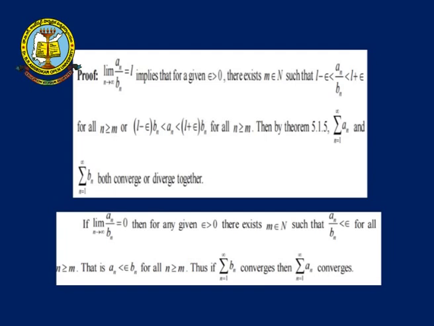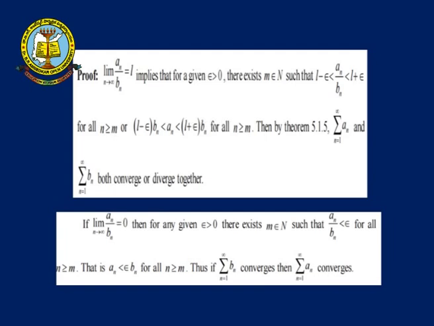Now, from the proof point of view, take the limit as n tends to infinity of a_n by b_n equal to L. For epsilon greater than 0, by the definition of convergence, mod of a_n by b_n minus L is less than epsilon, so that L minus epsilon is less than a_n by b_n, which is less than L plus epsilon. By cross multiplication, (L minus epsilon) times b_n is less than a_n, which is less than (L plus epsilon) times b_n, for all n greater than or equal to m. Now sigma a_n and sigma b_n, n equal to 1 to infinity, are both convergent or divergent together.